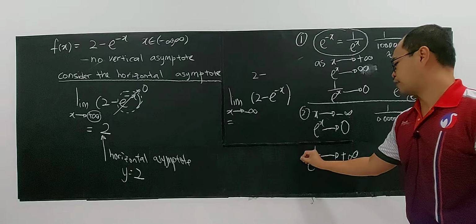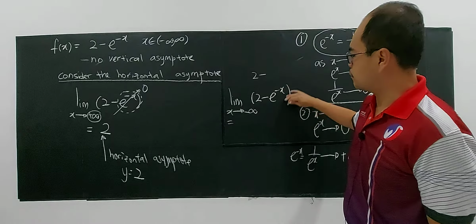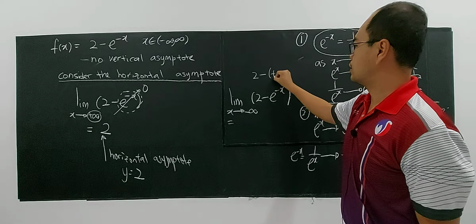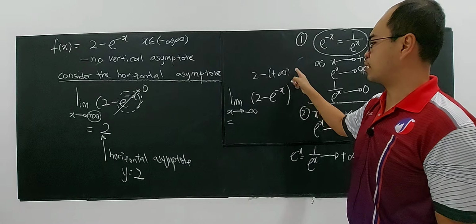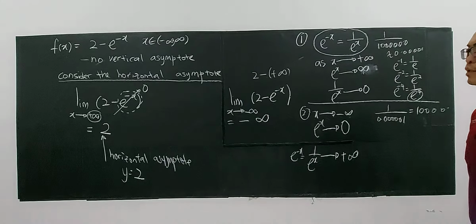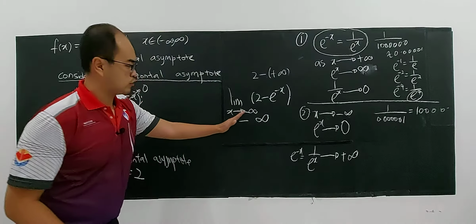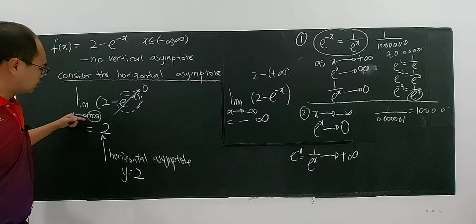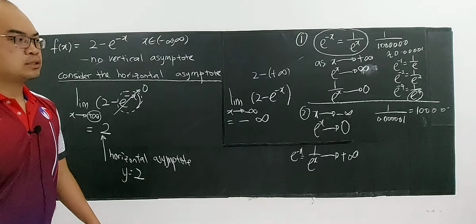The e to the power of negative x is getting positive infinity. As this thing is getting positive infinity, imagine a number minus a positive value, a very big value. Of course, you will still get a negative infinity here, right? So for this side, it will be going to negative infinity, but for the positive side of infinity, you are getting 2. 2 will be your horizontal asymptote.